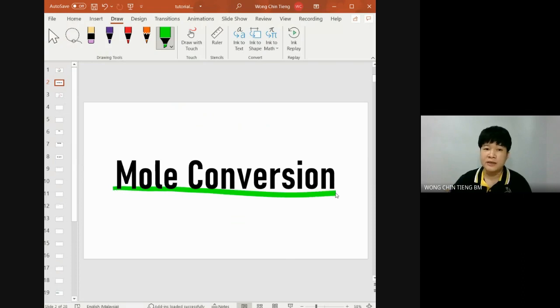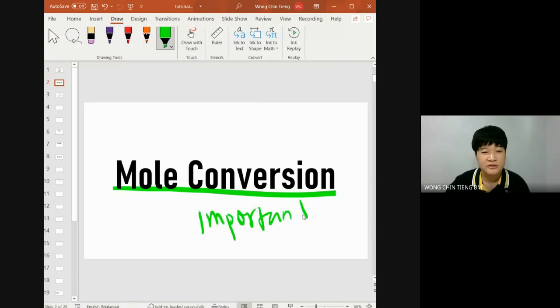Kalau kamu tengok kat learning outcome, if you look at the syllabus, mole conversion is not in the syllabus. Alright? It's not because it's not important, it's extremely important. Why it's not in the syllabus? Because you are supposed to be extremely good from your form 5.